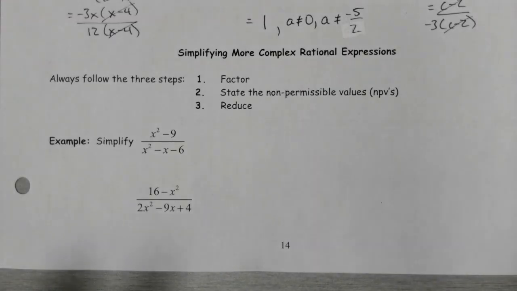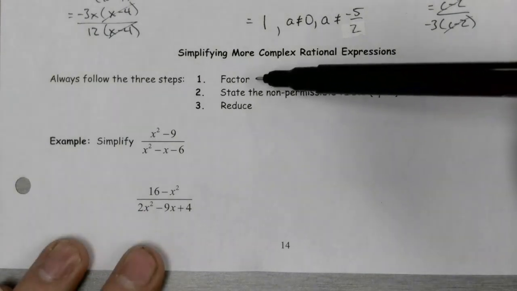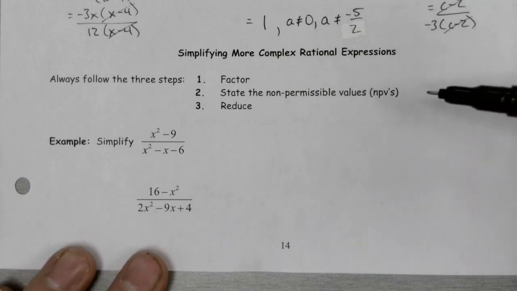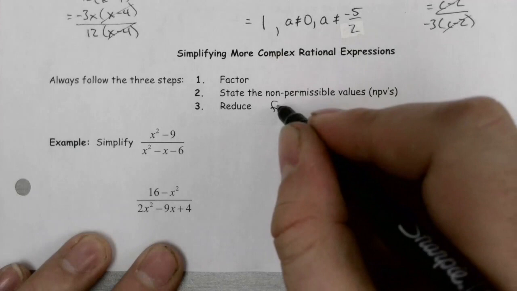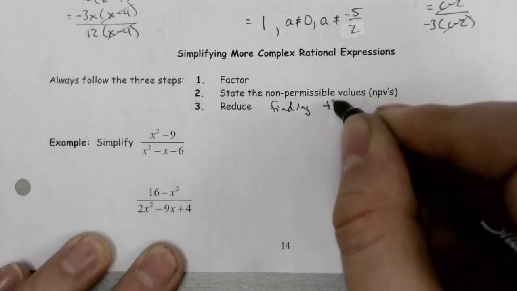Okay, so just for a quick moment here, we're going to transition over and look at slightly more complicated questions, but the steps remain the same. We want you to factor, state the non-permissibles, and then reduce by once again finding the ones.